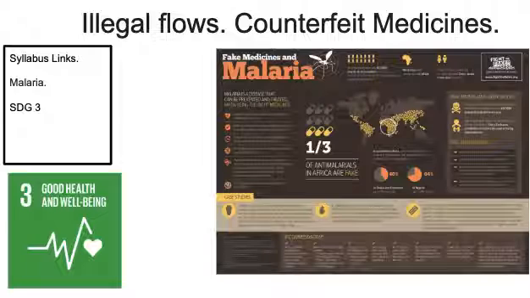So you might want to take a closer look into this infographic on malaria. If you want to see this presentation, I will put the link to it below this YouTube video and on the website. So again, one of the emerging things is counterfeit medicines, particularly that of malaria, because the market for malaria medicine is so large. So again, linking into SDG 3, good health and well-being.